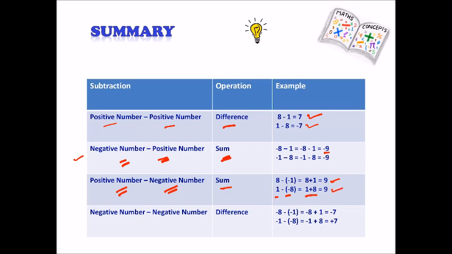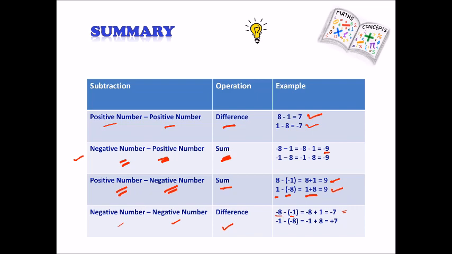Okay, and last case was negative number minus negative number. Again here answer would depend upon whether we subtract a bigger number from smaller number or smaller number from bigger number. We find the difference of absolute values and give sign according to the bigger number. Okay, here in first case we are subtracting a bigger number from smaller number.